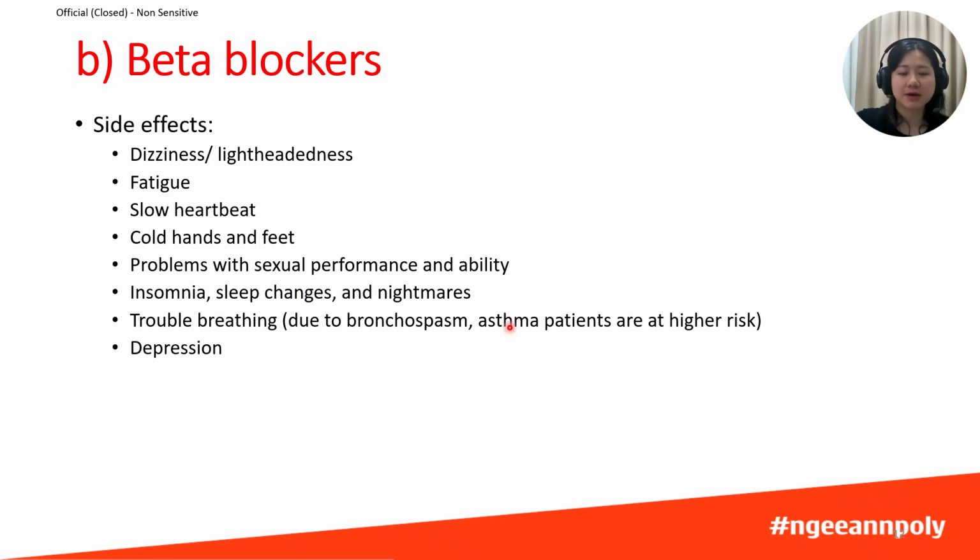Beta blockers may cause insomnia, sleep changes, and nightmares. And some of the beta blockers, which are not cardioselective, can cause trouble breathing due to bronchospasm, and asthma patients would have a higher risk of having this side effect. Rarely, sometimes beta blockers may also cause depression.